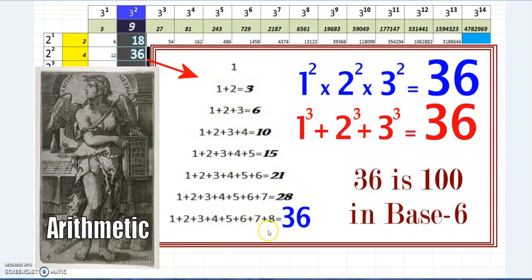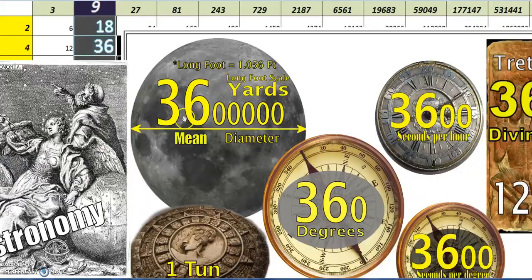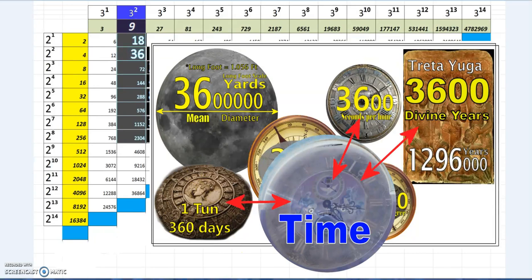In arithmetic, 36 is just a beautiful number. It's a triangular number, but also how important it is across dimensions. So for instance, you see there, and again, just one of these really pretty numbers and the way it works across multiple dimensions. But you also, again, just like 18, we're going to see the appearance of the long foot, again, to describe the moon. And so we have an astronomical reference. We have multiple references to time.